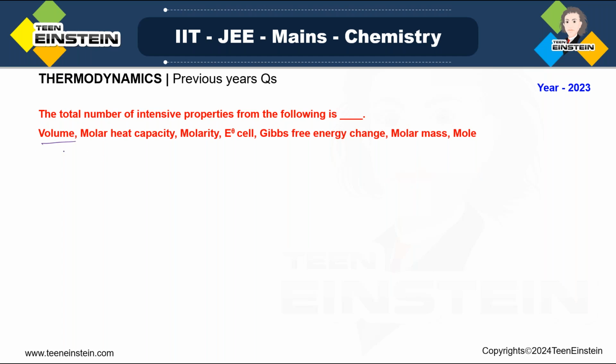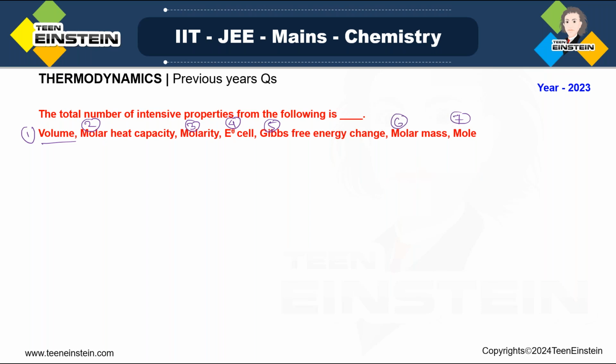Some properties are mentioned. We have to find the total number of intensive properties from the following. Volume is given, molar heat capacity 1, 2, 3, 4. Standard electrode potential 5, 6, 7. So out of 7, how many are intensive properties? Now, what is an extensive or intensive property?